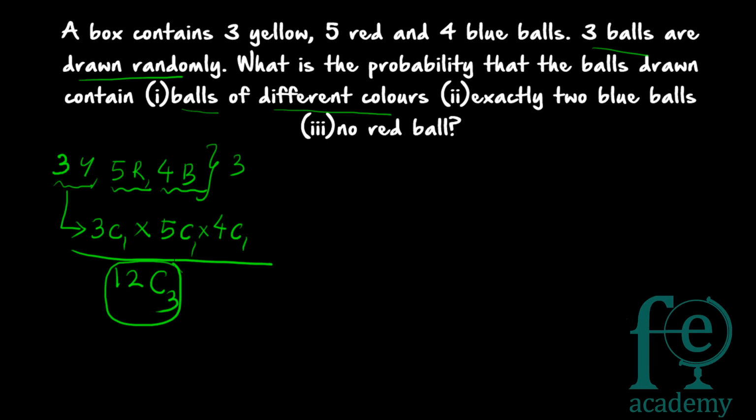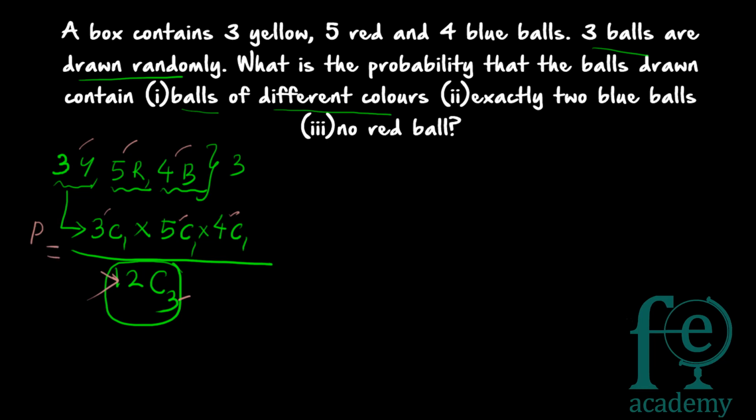The number of favorable outcomes. So here favorable outcomes means all the balls should be of different colors. So you have to select a yellow ball, you have to select a red ball and you have to select a blue ball. So and should come. One yellow ball and one red ball and one blue ball. So yellow ball can be selected in 3C1 ways, red ball can be selected in 5C1 ways and blue ball can be selected in 4C1 ways. Total number of outcomes will be 3 balls from the total of 12 balls, which can be done in 12C3 ways. So this will be your probability.